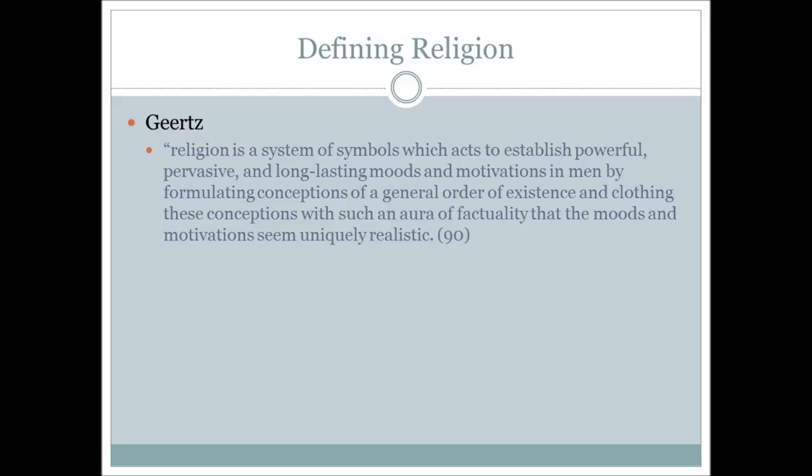And that for Geertz is at the heart of what religion is. So we also see here this general order of existence. This is seemingly somewhere between the Durkheimian definition and Stark's talk of superhuman powers. It looks very similar to the idea of ultimate concerns. It's talking about what things are ultimately like, and for Geertz, again, the definition is how that is put into symbols and how those symbols actually shape what people do.